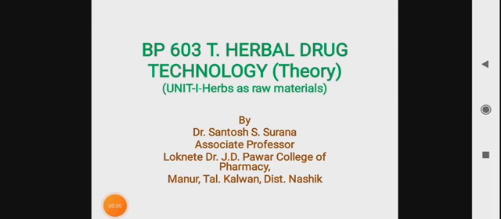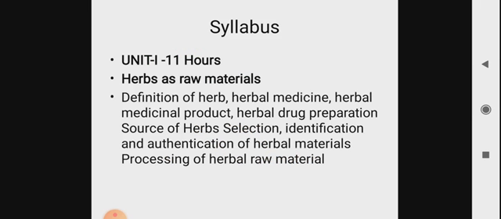Hello friends. Now I am going to discuss the first topic of unit one, herbs as raw materials. See, this is the syllabus of this first topic: definition of herb, herbal medicine, herbal medicinal product, herbal drug preparation, source of herb, selection, identification and authentication of herbal materials, processing of herbal raw material.